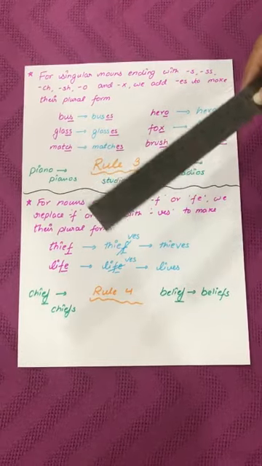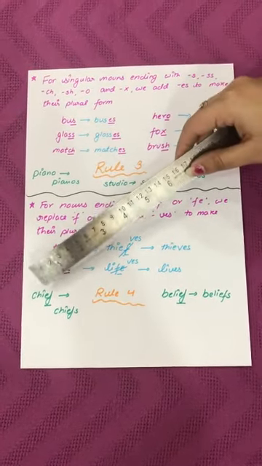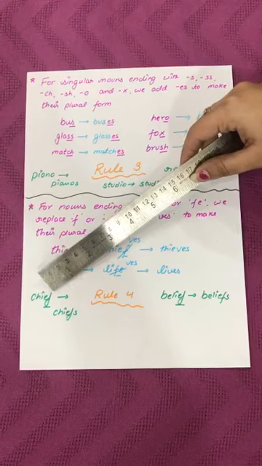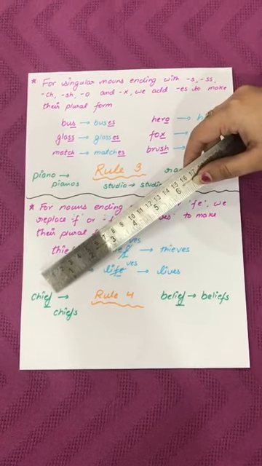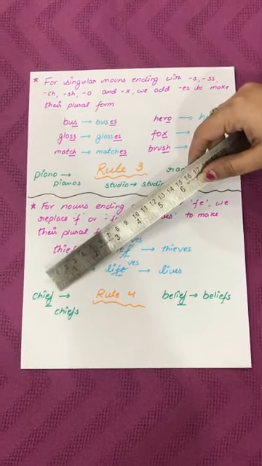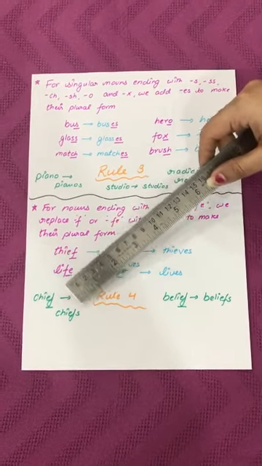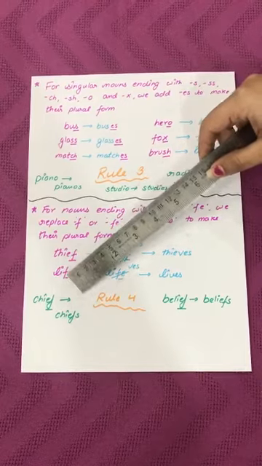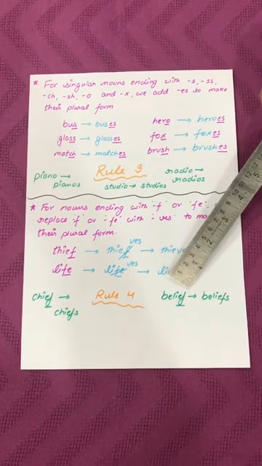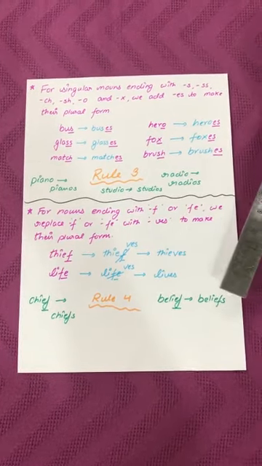Here also we have some exceptions. For example, chief. Now the word chief ends with an f, but we are not replacing the f with ves. Instead, what are we doing? We have just added an s to it. So this is an exception and this doesn't follow the rule. Similarly, belief also doesn't follow the rule and belief becomes beliefs.